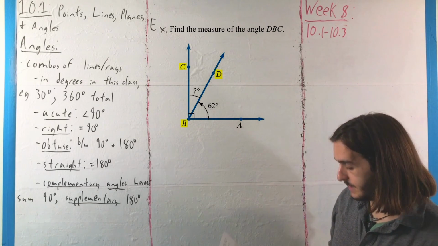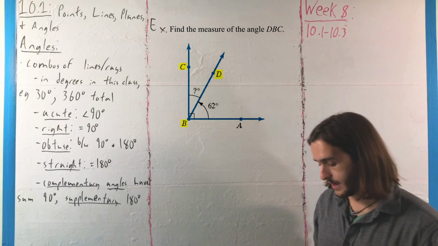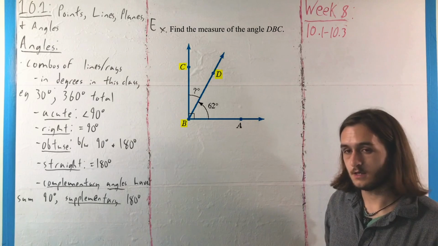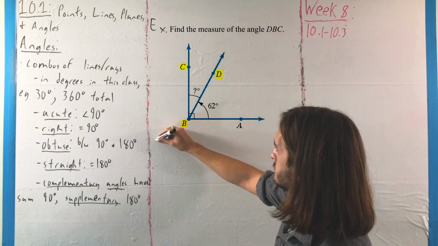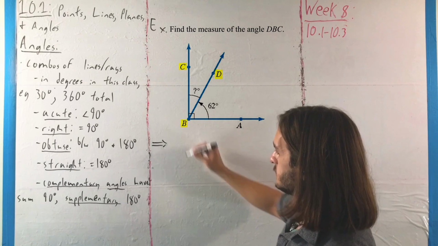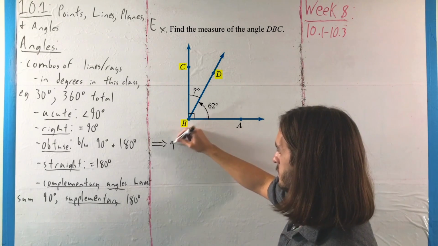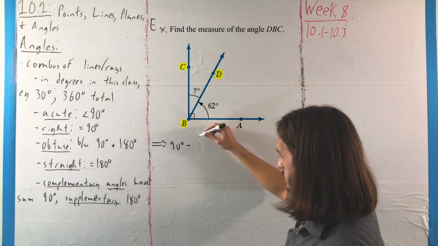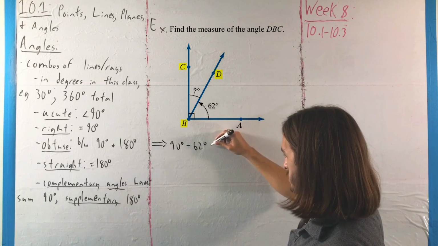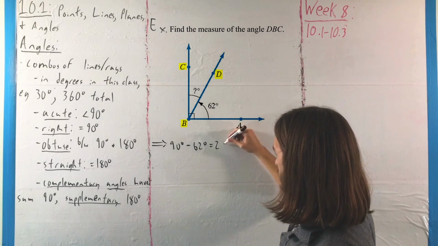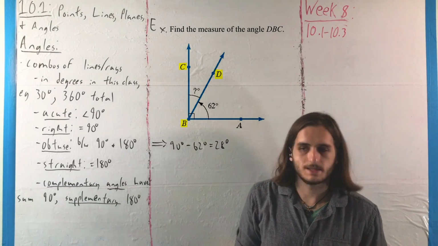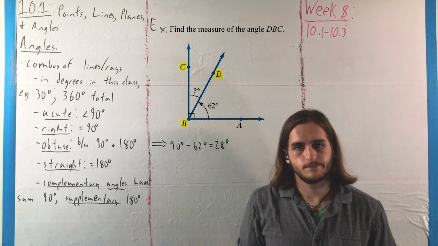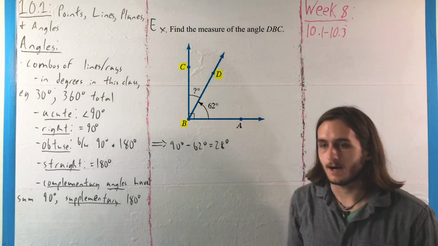So if we want to be able to find the measure of our angle DBC, then really all we have to do is just take the measures that we have here, 90 degrees for the whole thing, subtract from it 62 for the larger angle that we know, and we get the measure of angle DBC is 28 degrees. It's what's left over with the 62 taken up by the other angle.